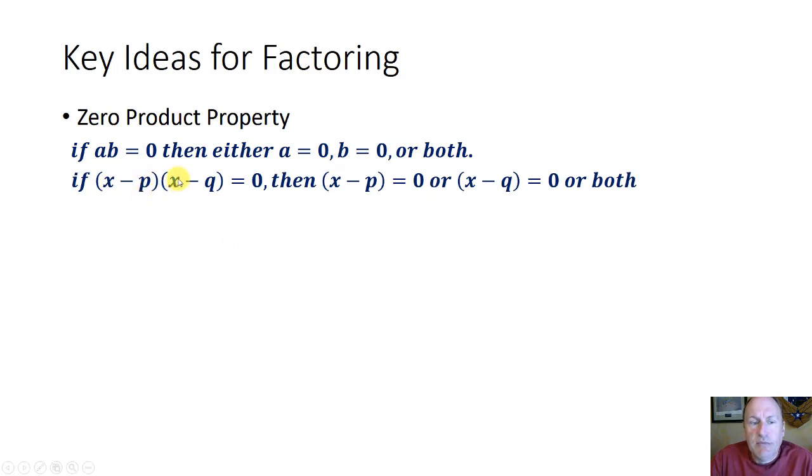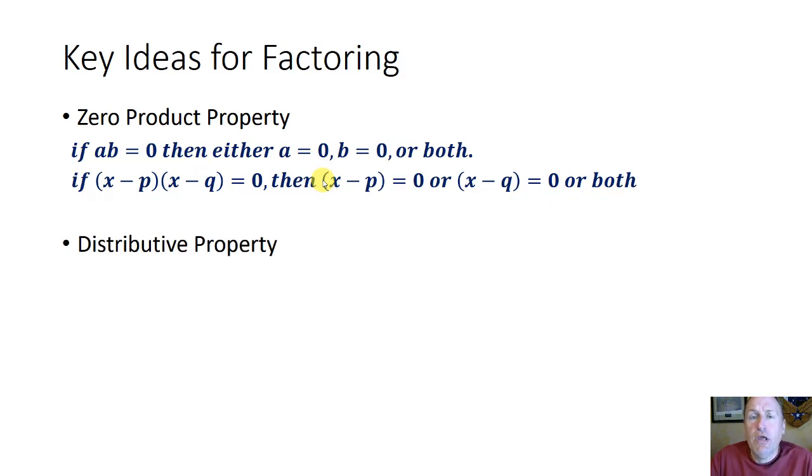So where this comes into play with the quadratic, let's say it's in the form of x minus p times quantity x minus q equals 0. Well, for that whole quadratic to be equal to 0, then either the first part, x minus p, or the second part, x minus q, must be 0, or possibly both of them. So if we can get it into that sort of form, then we have the solutions to the quadratic equation.